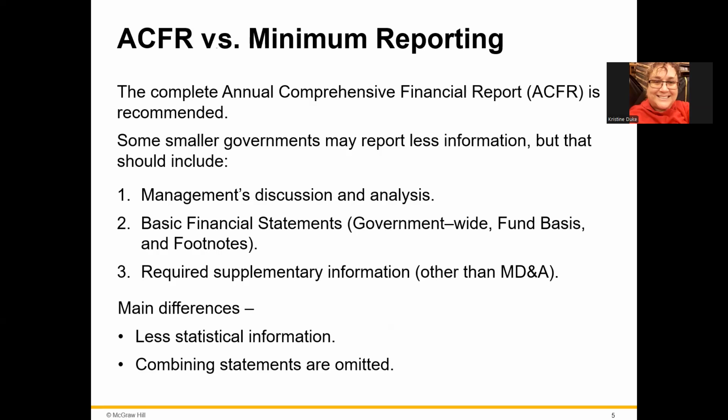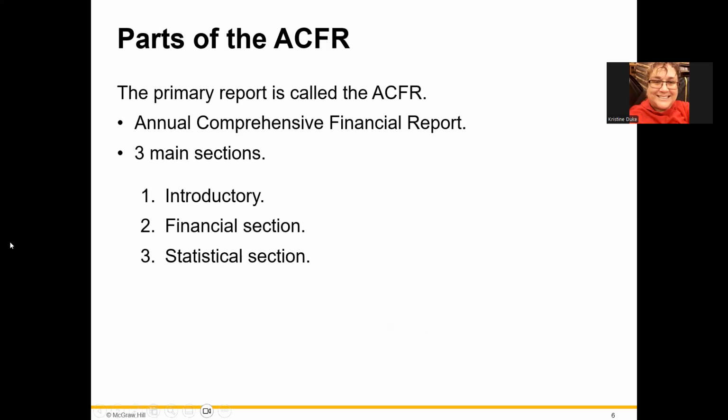You should always have a management discussion and analysis in your annual comprehensive financial report. You need your basic financial statements, your government-wide, your fund based, and your footnotes. And then you're required to have supplementary information, and that needs to be included in there as well. Main differences: less statistical information, combining statements omitted. So the primary report is called the CAFR, annual comprehensive financial report. Three main sections are the introductory, financial section, and statistical section. A lot of this is going to tell you what's going on in the government.